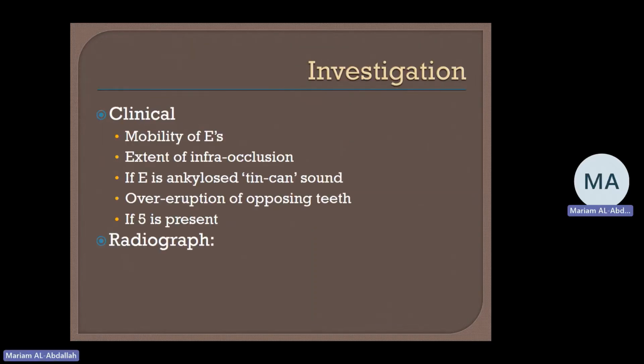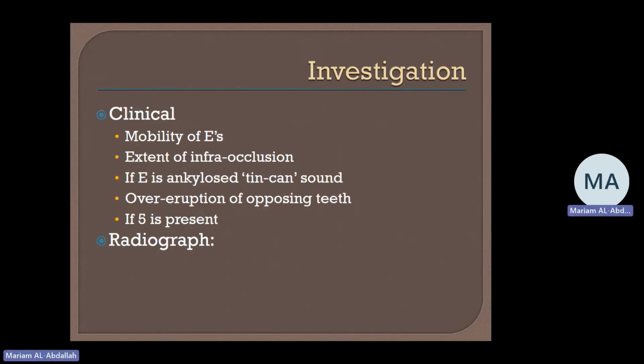Clinically, you need to check the mobility of the E. Is there mobility? This is a good thing. That means there is normal resorption of the roots and the successor is coming through soon. So you need to check for mobility, and you need to check for the extent of the infra-occlusion. As we said, is it mild, moderate, or severe?